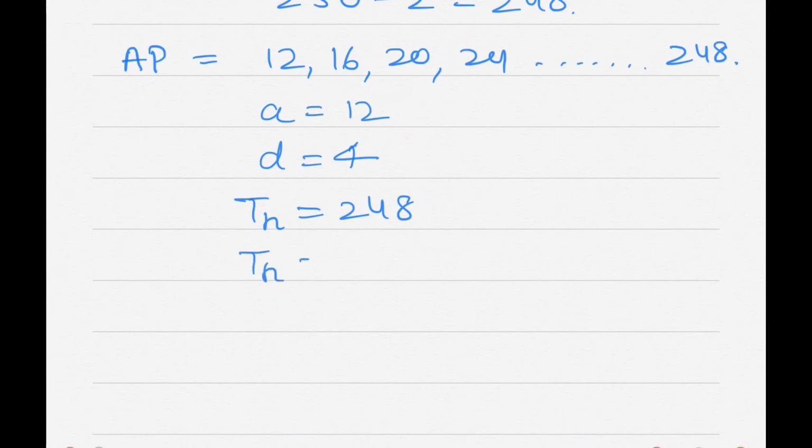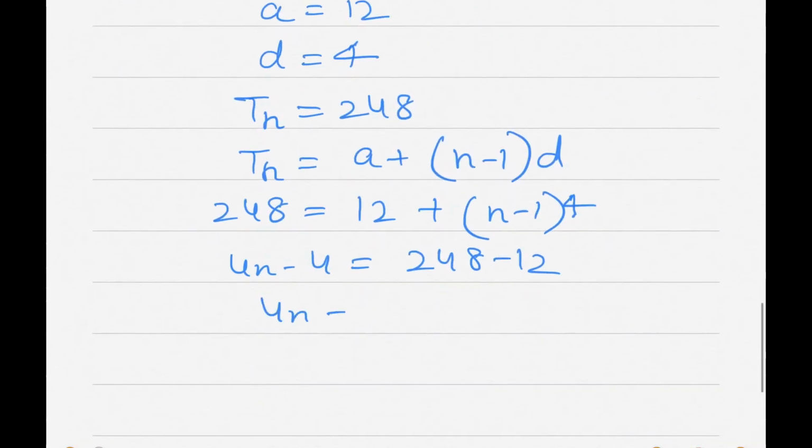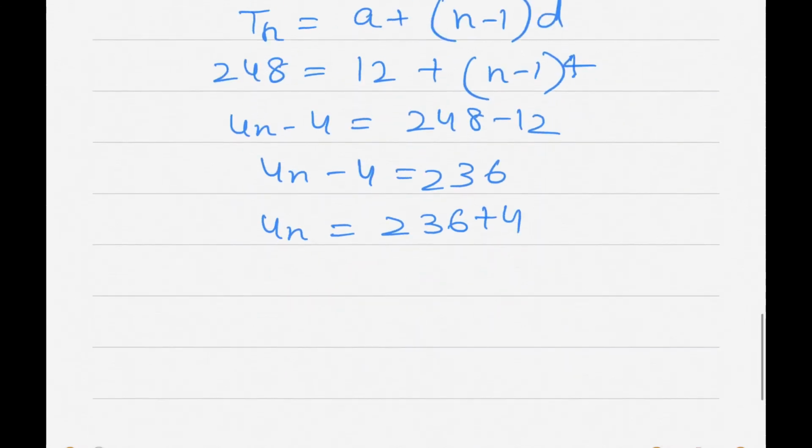Okay, so now I'll write down the formula. Tn is equal to A plus n minus 1 into D. Tn is given as 248. A is 12 plus n minus 1 into 4. Okay, so now 4n minus 4 is equal to 248 minus 12. So 4n minus 4 is equal to 236. Now 4n is equal to 236 plus 4. 4n is equal to 240, so n is 240 by 4. So 60. So there are 60 terms in this.